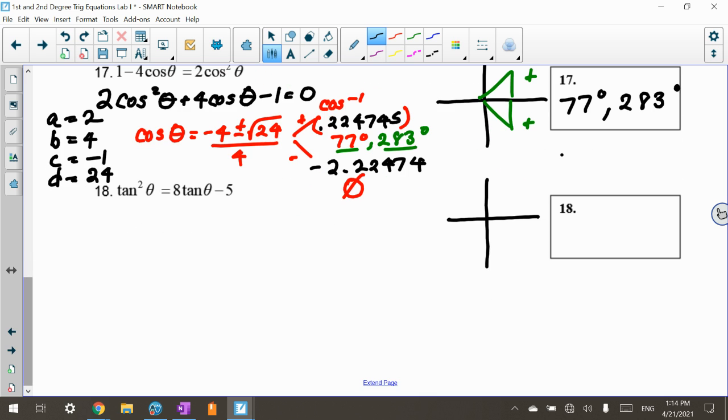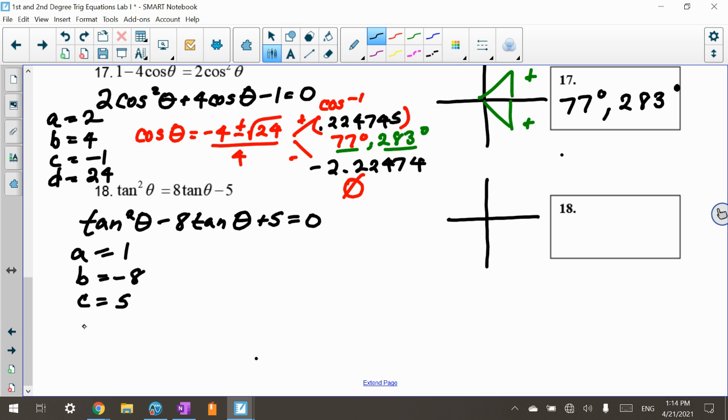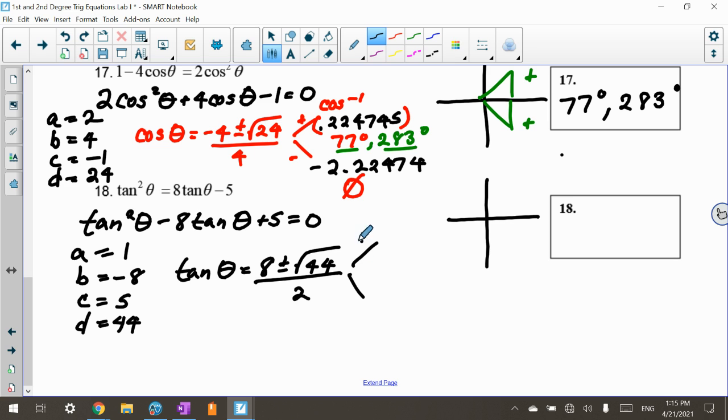All right, the last one. I'm going to move it so everything's all nice and neat on one side. So I have tangent squared theta, because I see it's a quadratic, minus 8 tangent of theta, plus 5 equals 0. Stack and rack. A is 1, B is negative 8, C is 5. When I do my b squared minus 4ac, I get 44. Okay, so tangent of theta equals 8 plus or minus the square root of 44, all over 2a. All right, so now I'm going to do the plus and minus.